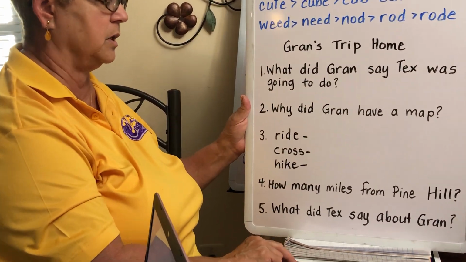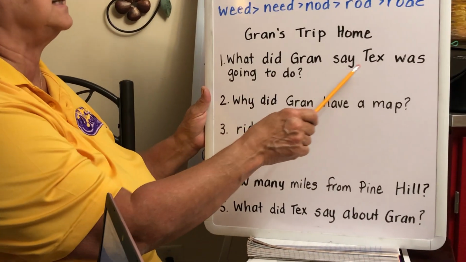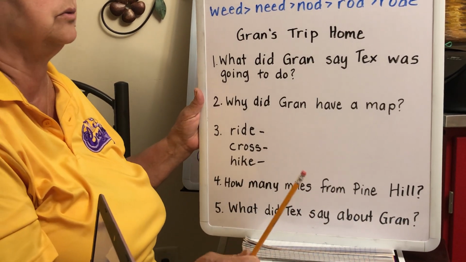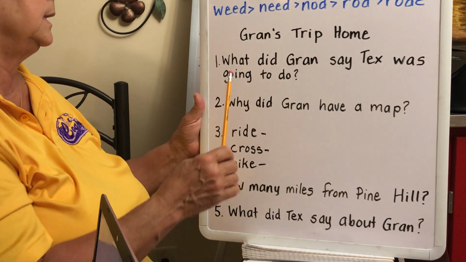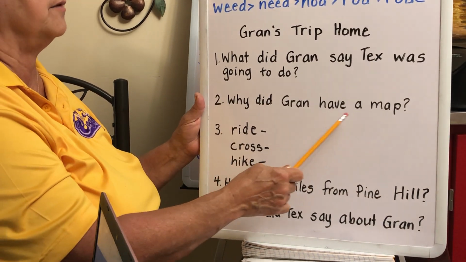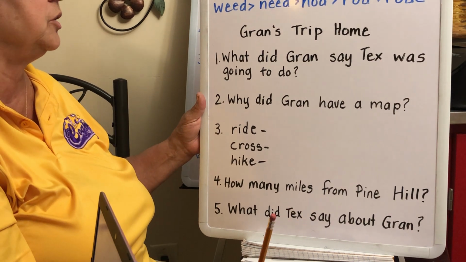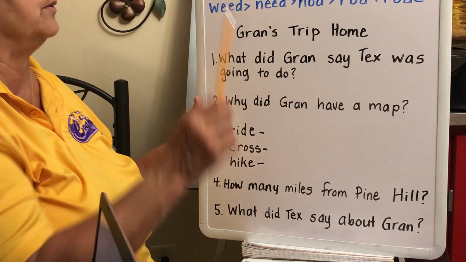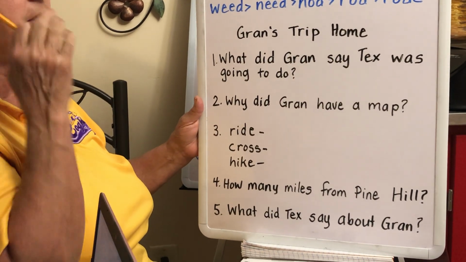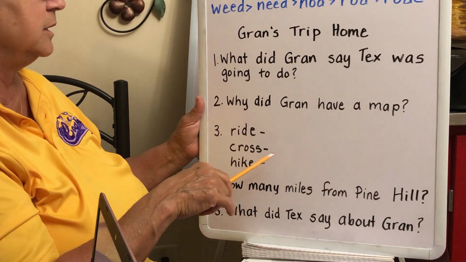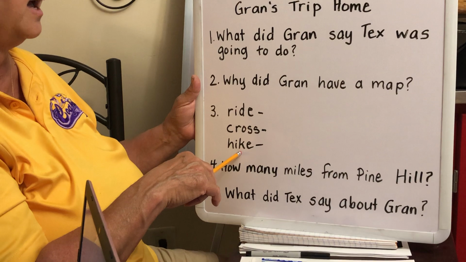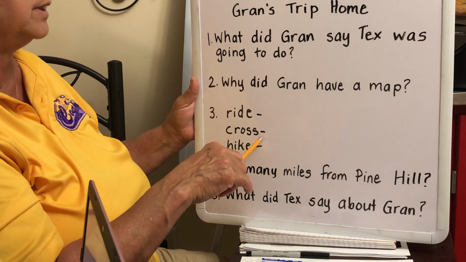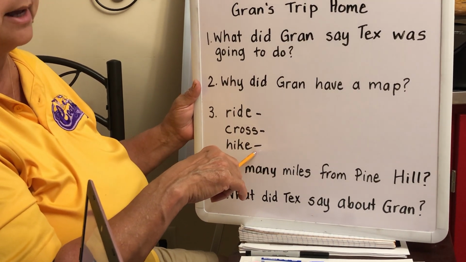So the first question that we're going to think about while we're reading is, what did Gran say Tex was going to do? At the beginning of the story, she said Tex was going to do something with Josh and Jen. Number 2 said, why did Gran have a map? So pay close attention to Gran when she talks about having a map. And then she said when she goes home, she's going to do different things. These are verbs. She's going to ride, she's going to cross, and she's going to hike. So we're going to look in the story to see what is she going to ride, what is she going to cross, and where she's going to hike.